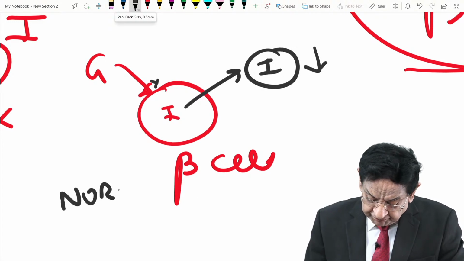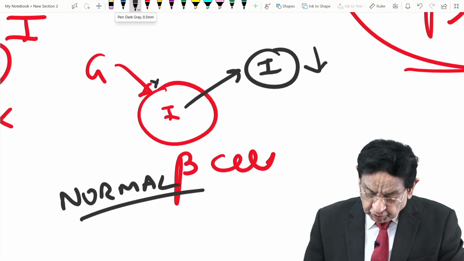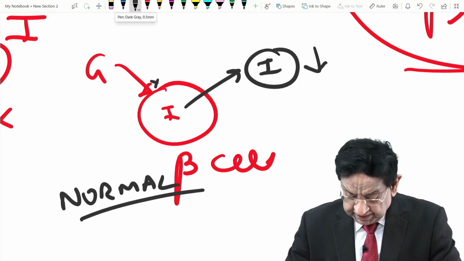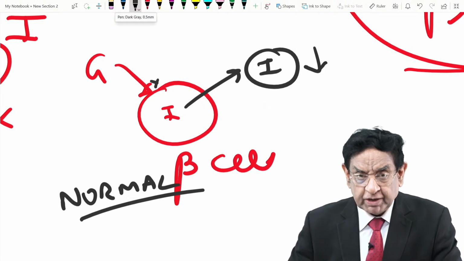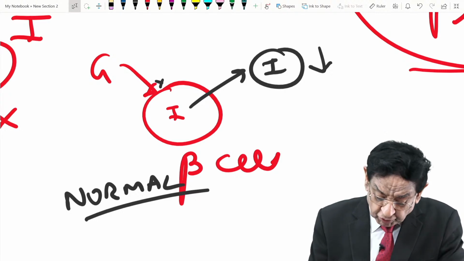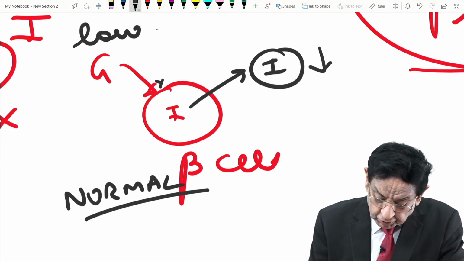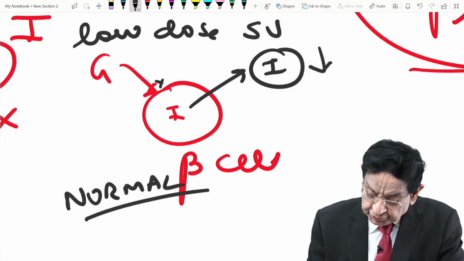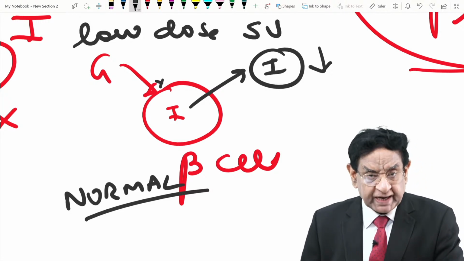They are functioning normally. There is no destruction of beta cells, unlike in type 1 diabetes where the beta cells are destroyed. Beta cells are normal, but they do not respond to glucose. So the treatment of this is low dose sulfonylurea. SU stands for sulfonylurea.